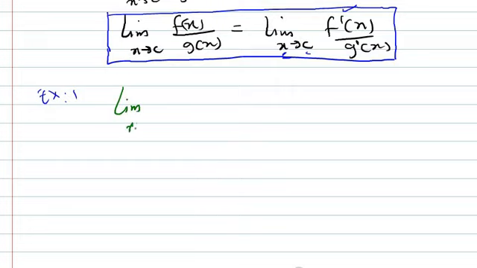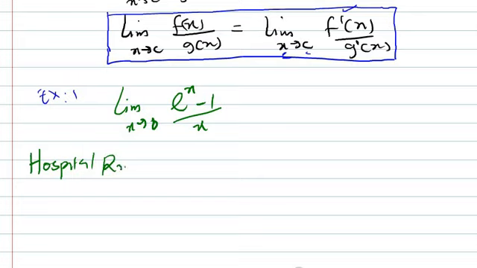Limit as x goes to 0 of (e^x minus 1) over x. So you have to use L'Hospital's rule to evaluate the given limit. Actually, if you substitute x equal to 0, you are going to get 0 over 0.